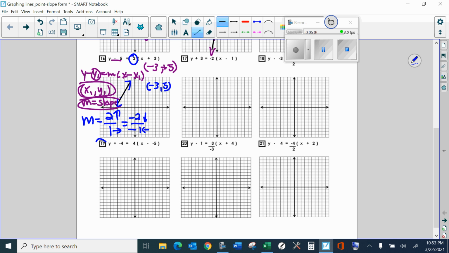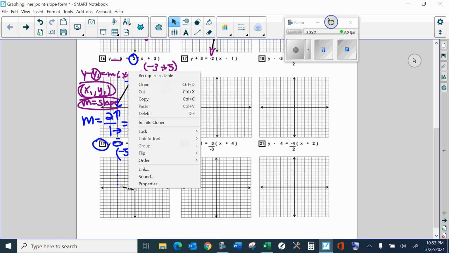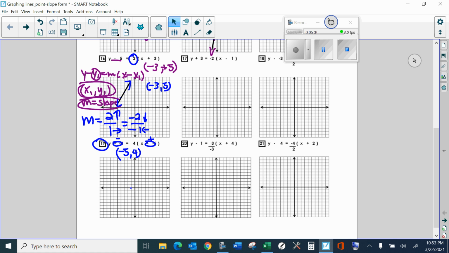Let's say 19. That really says plus 5, so the opposite of plus 5 is minus 5. That really says minus 4. The opposite of minus 4 is plus 4. So negative 5, 4. 1, 2, 3, 4, 5. 1, 2, 3, 4 right there.